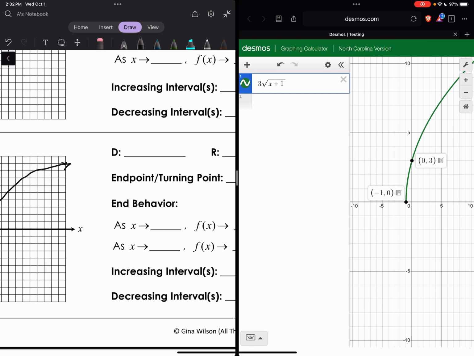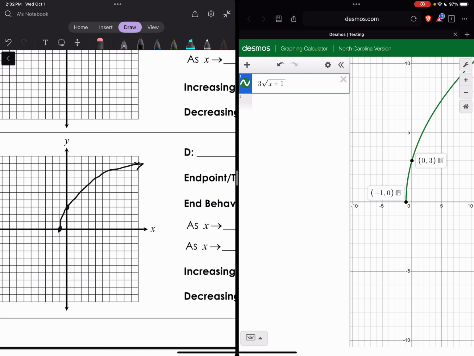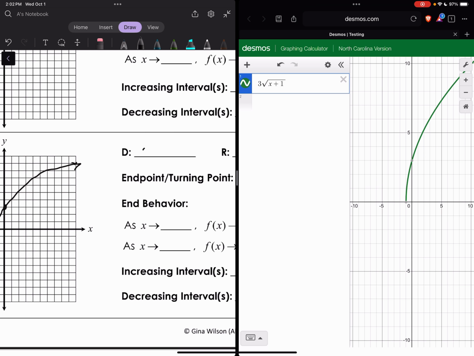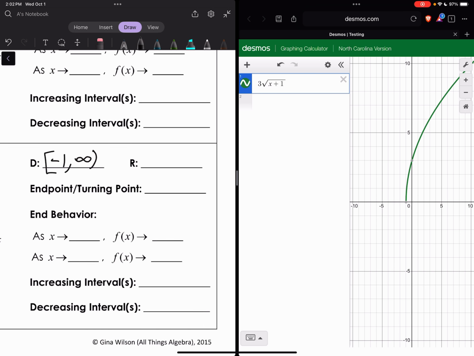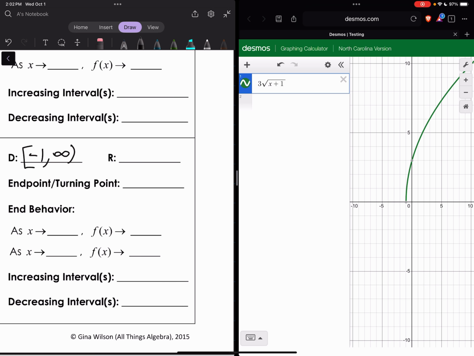My domain for this problem. This is a square root problem, so my domain is from the lowest x value, negative 1, to infinity. My range for this problem is the lowest y value, 0, going up to infinity. My endpoint slash turning point, this is my hk value, negative 1, 0.